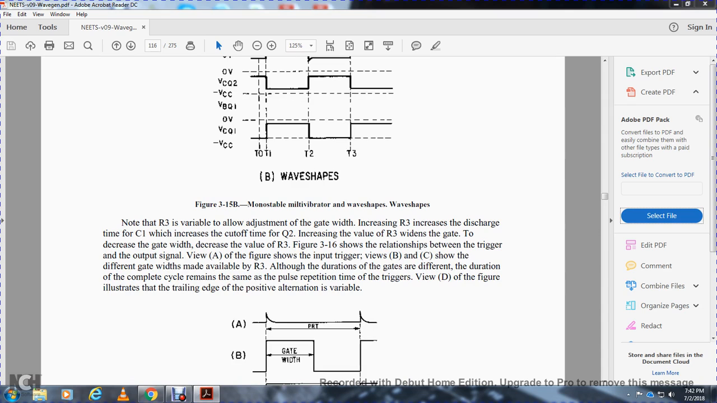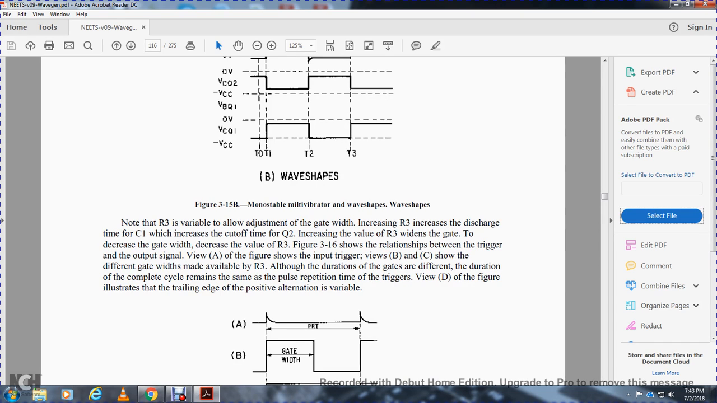Note that resistor 3 is variable and allows for adjustment of the gate width. Increasing resistor 3 increases the discharge time of capacitor 1, which increases the cutoff time of transistor 2, so a larger value of resistor 3 gives a wider gate. To decrease the gate width, decrease the value of resistor 3.